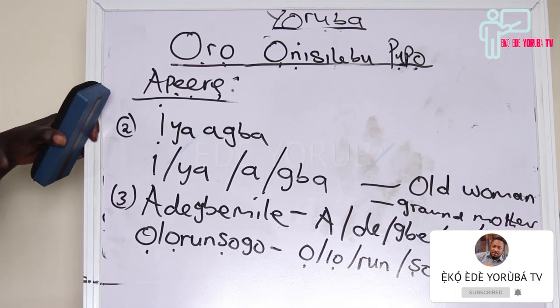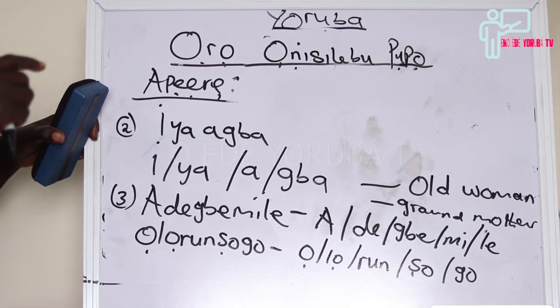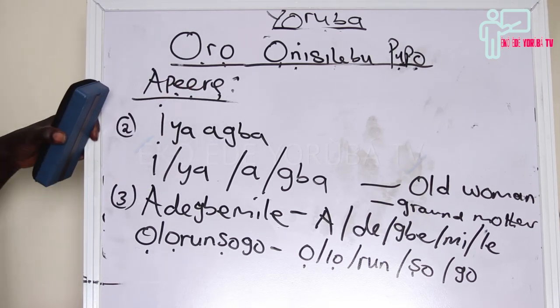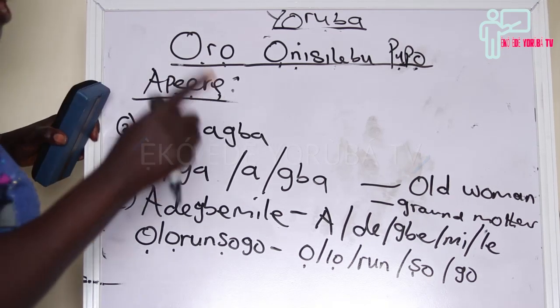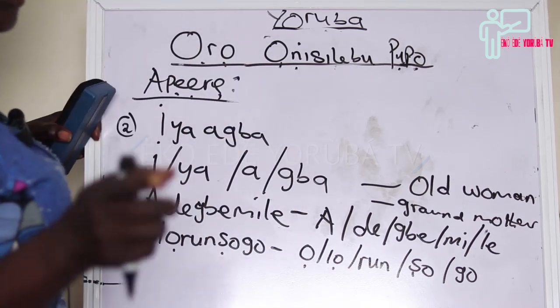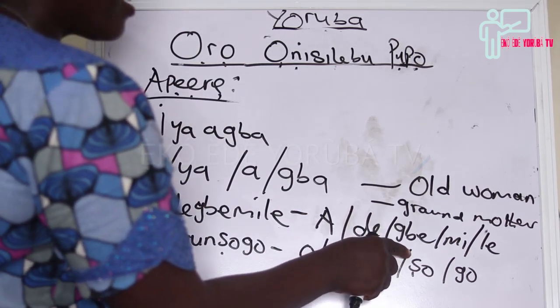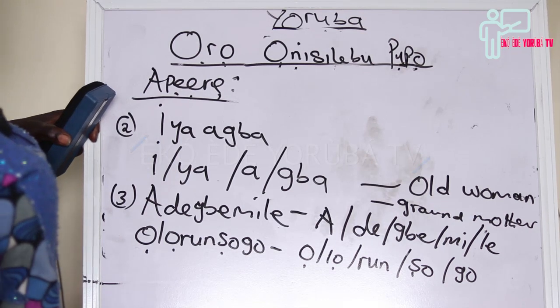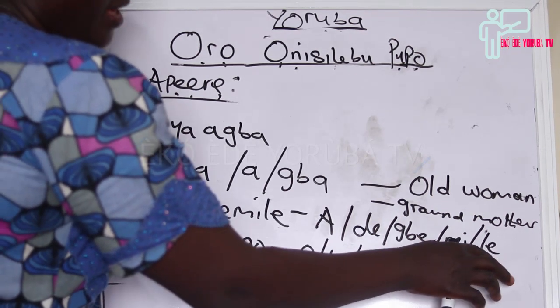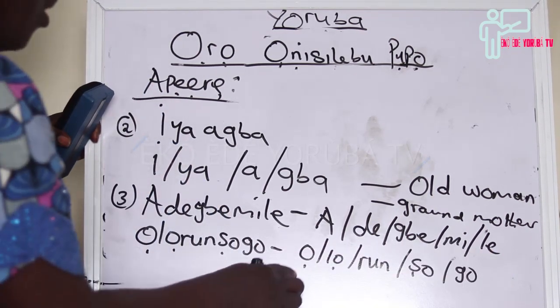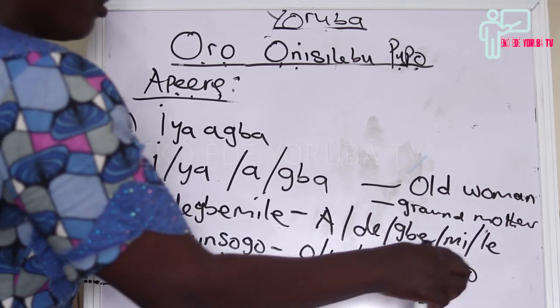You write it. De. You know that you knew D. A. You know that A is not A in English. De. You know B. Me. Le. Ọlọ́run ṣògo.